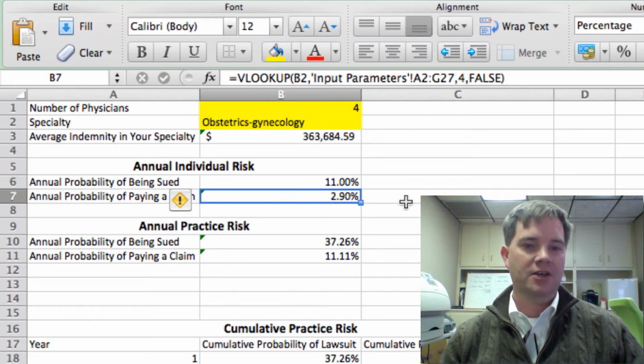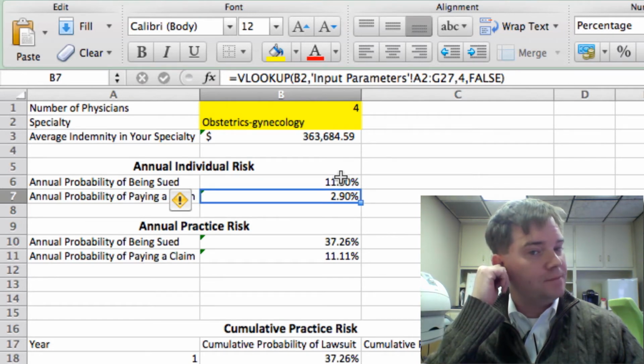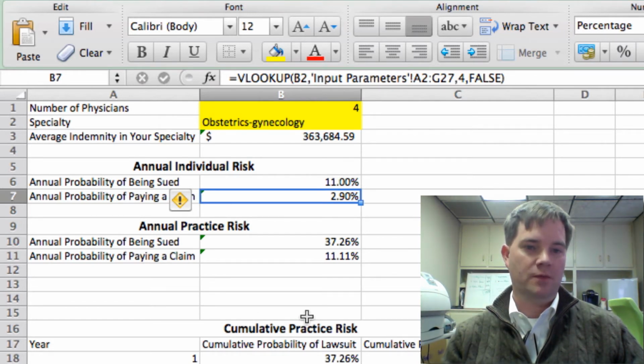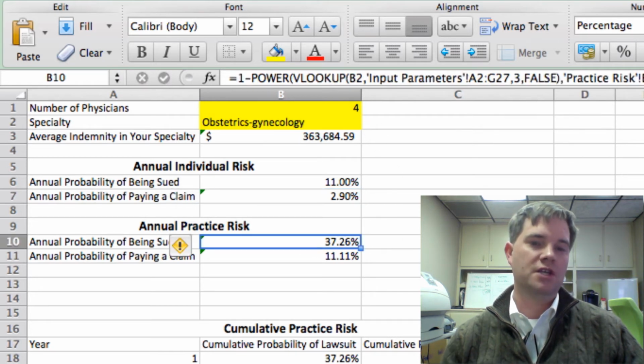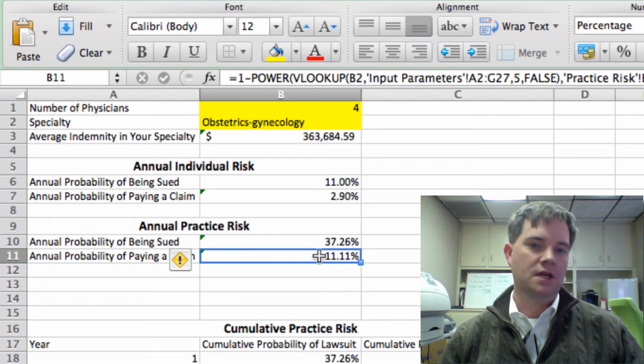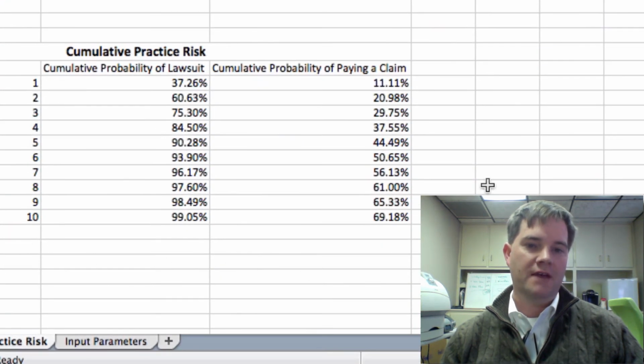These values are derived from taking the annual probability that one person will be sued and doing a little bit of exponential math to determine what that means for your practice. So for this four physician OBGYN practice, we have a 37.26% chance that at least one party would be sued in the practice, and an 11% chance that one of these physicians would pay a claim in a given year.